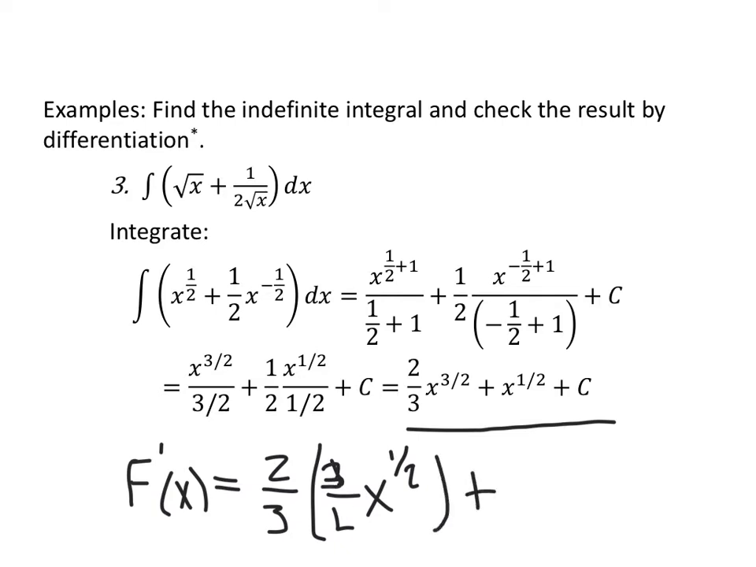Plus the derivative of x to the 1/2 is 1/2 x to the negative 1/2, and the derivative of a constant is 0. Notice that this makes 1. I'll have x to the negative 1/2, and this is 1 over 2 square root of x, the original that I had here. So it all works out.